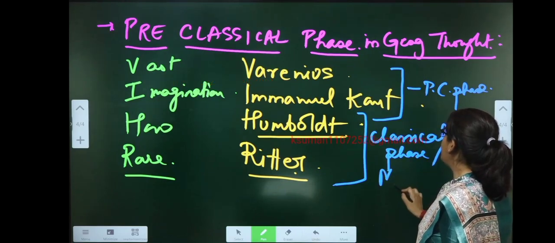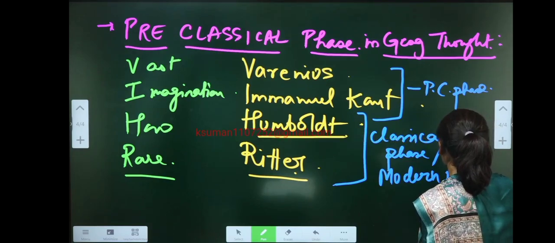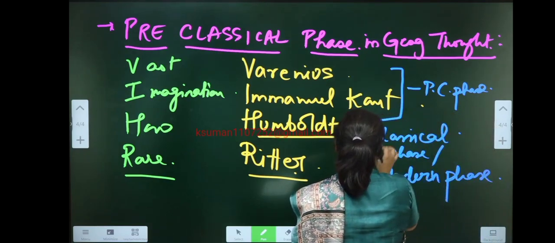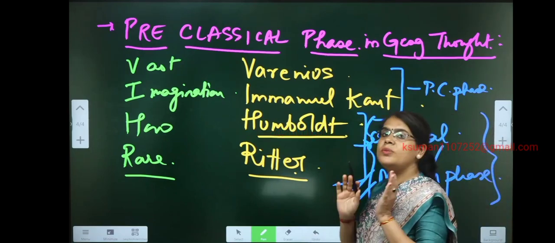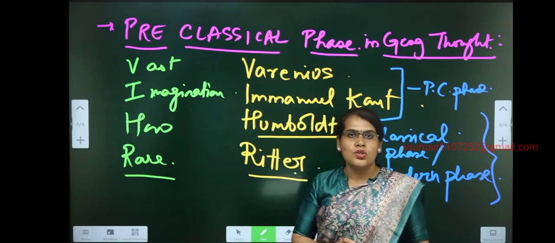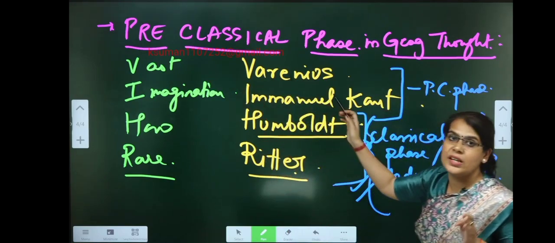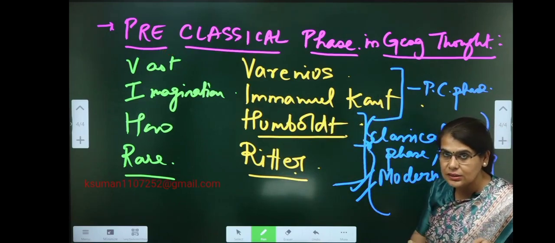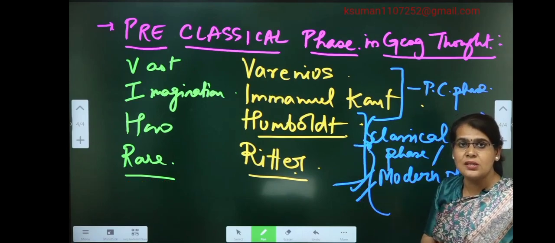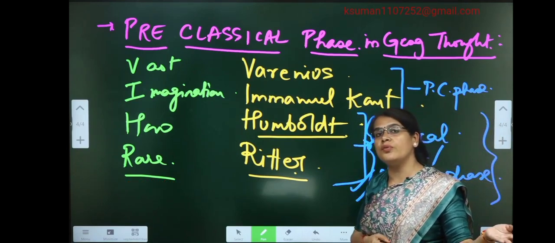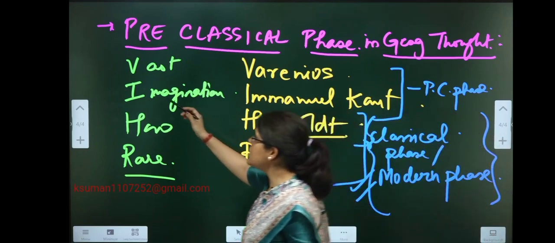Classical phase or modern phase? I hope this is clear to you. So the time period of vast imagination, that is Varenius and Immanuel Kant, is the pre-classical phase. This is the classical phase or the beginning of the modern phase of geography, that is from Humboldt and Ritter. Okay. Vast imagination, how rare.